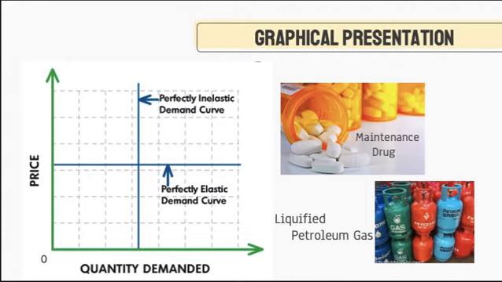An example of perfectly inelastic demand would be a life-saving drug, which we've known as a health maintenance drug, that people will pay any price to obtain. Even if the price of the drug would increase dramatically, the quantity demanded would remain unchanged. Another product that could be considered close to perfectly inelastic is the LPG.